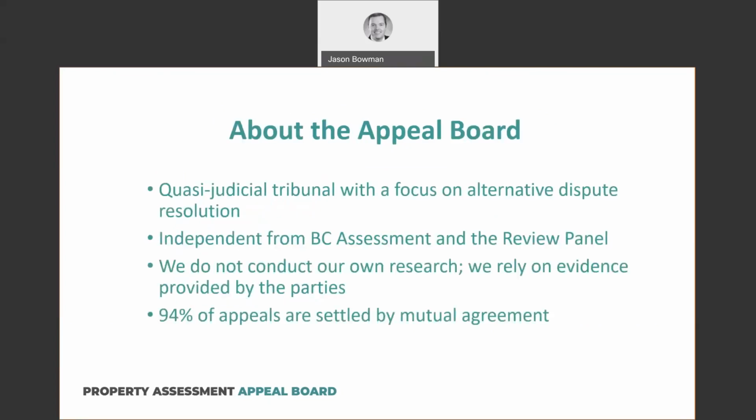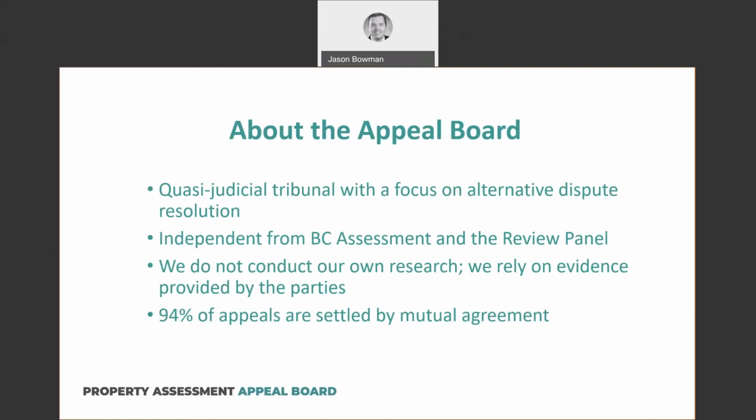So first of all, a little bit about the Property Assessment Appeal Board. We're a quasi-judicial tribunal, and our focus is on alternative dispute resolution. We have two parties to our appeals: BC Assessment and Property Owners. We are an independent organization, independent from BC Assessment, as well as the review panel that most of these hearings would have gone to at the first level.